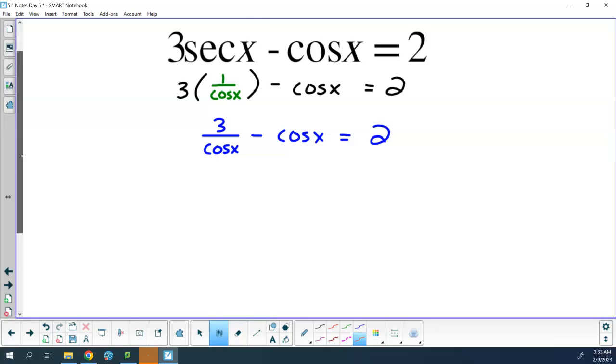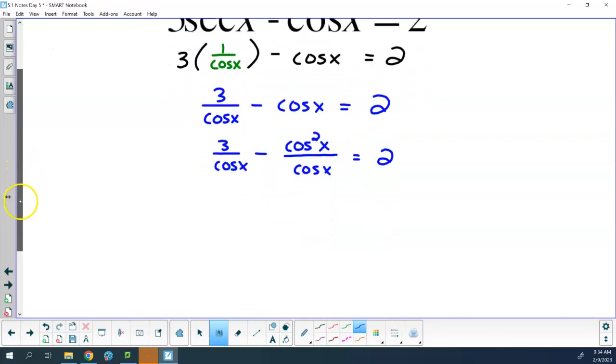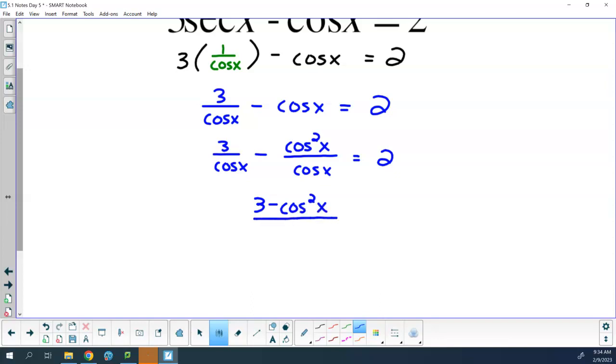So this is going to stay 3 over cosine. This becomes cosine squared over cosine. Agree with me on that. So then the left side here becomes 3 minus cosine squared over cosine, right?